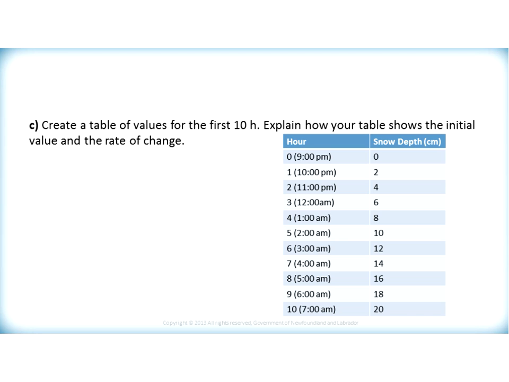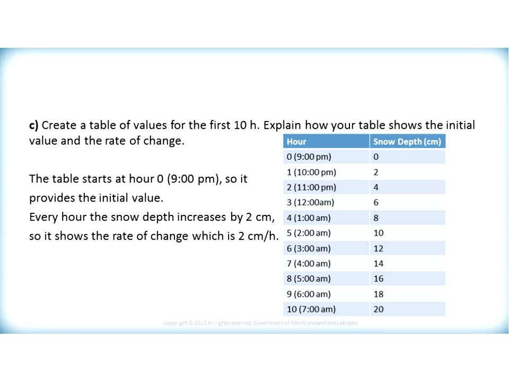How does our table show the initial value and the rate of change? Well, the table starts at hour 0. So when we're starting at hour 0, our independent variable is 0. That means our dependent variable is the initial value. So the initial value in this case is 0.